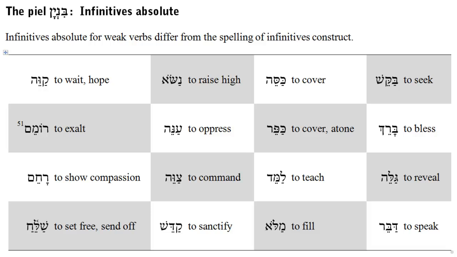Let's read over this collection again, reading down the columns. Bakesh, barech, galeh, daber, kaseh. Notice that in the case of infinitive construct, this would have been kasot, kaper, lamed, malo, naso, ane, tzaveh, kadesh, kaveh, romem, rachem, shaleach.